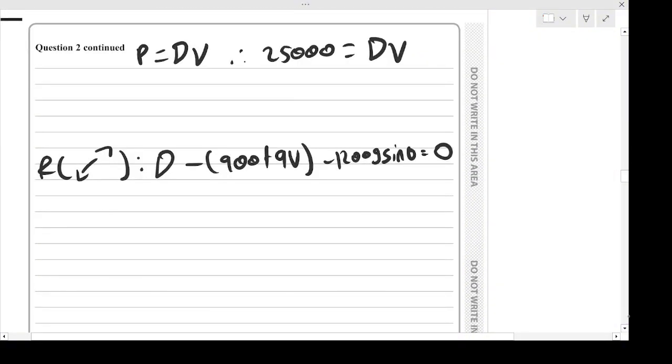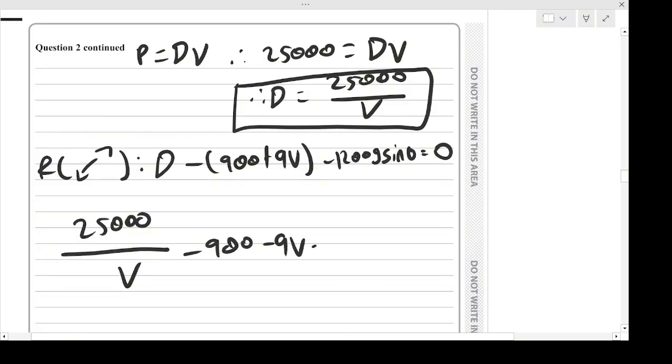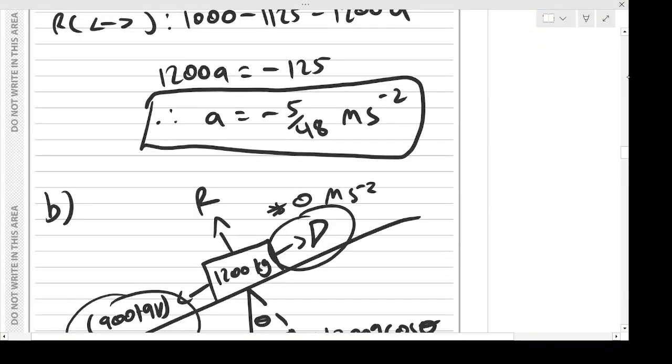Now we could simplify this a little bit. If we look at this formula here, we can rearrange for D, because that'll get me V. So D, if I divide by V, is 25,000 divided by V. And so I can sub that into here. So D is going to be 25,000 over V, take away 900, take away 9V, take away 1200 G sine theta.